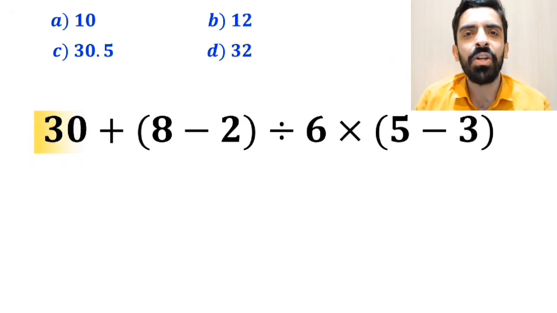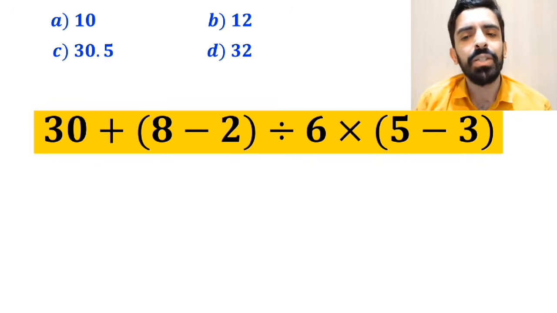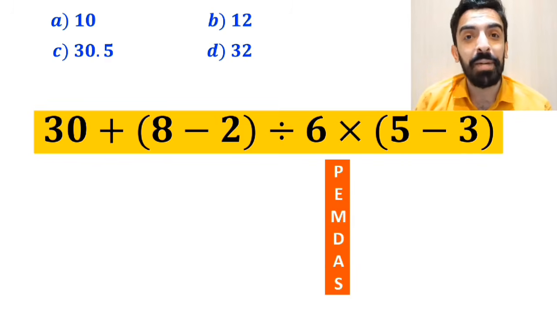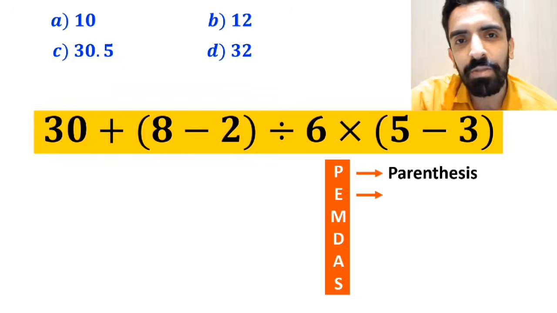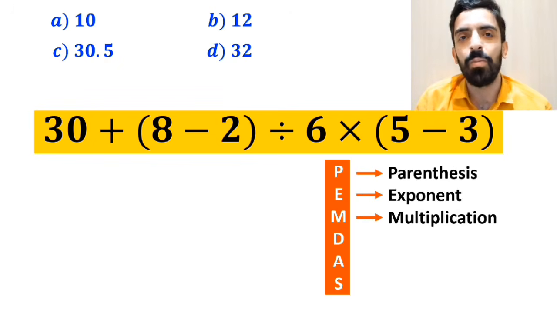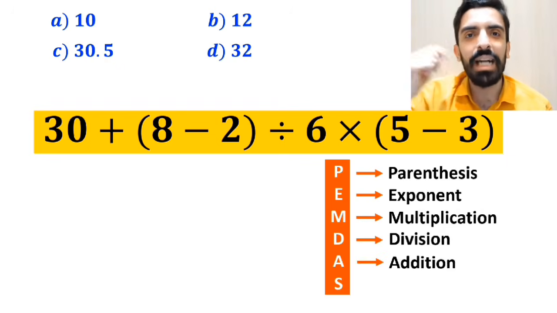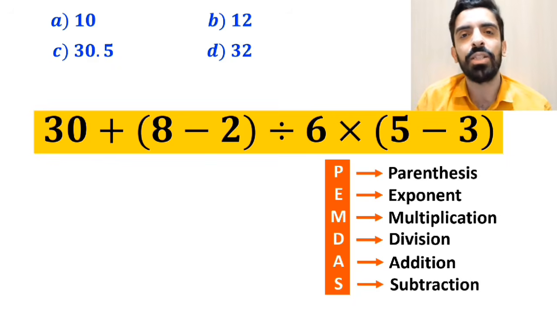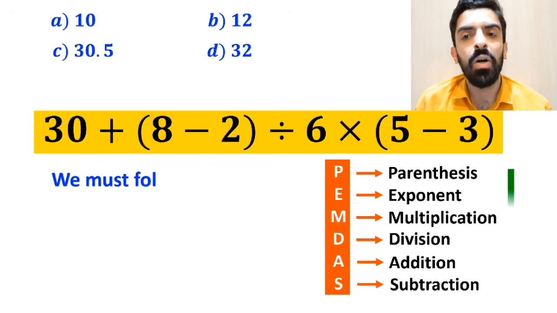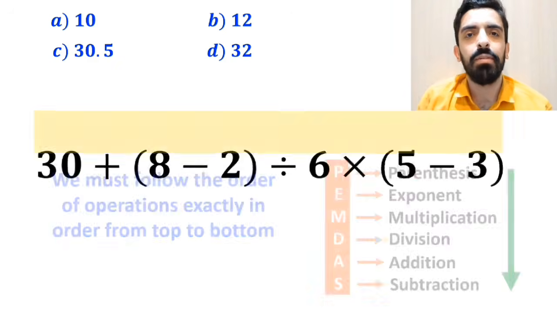Alright, now let me walk you through step by step how to solve this expression correctly. To solve this question, we must follow the PEMDAS rule step by step. In this rule, P stands for parentheses, E stands for exponent, M stands for multiplication, D stands for division, A stands for addition, and S stands for subtraction. We must follow the order of operations exactly in order from top to bottom.